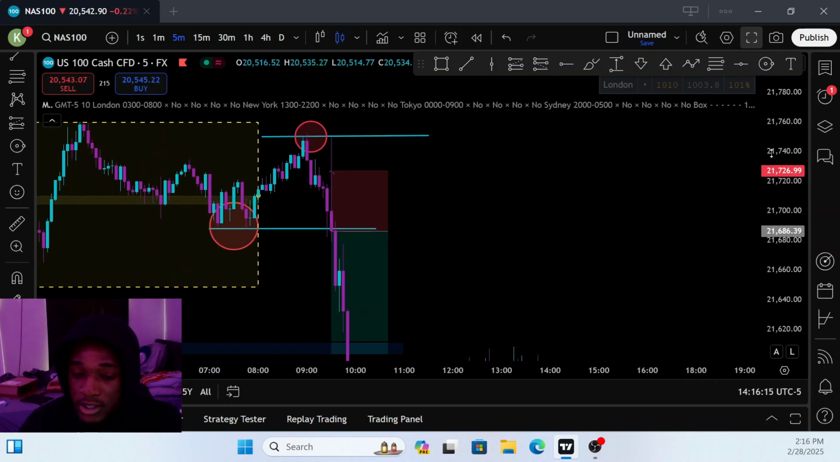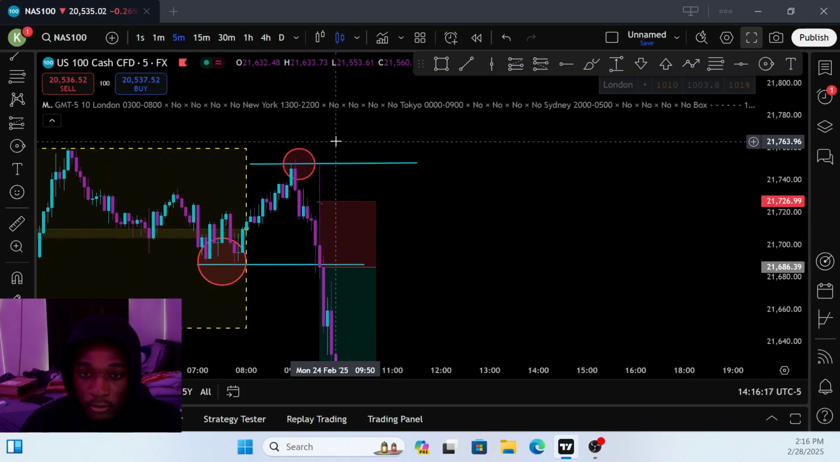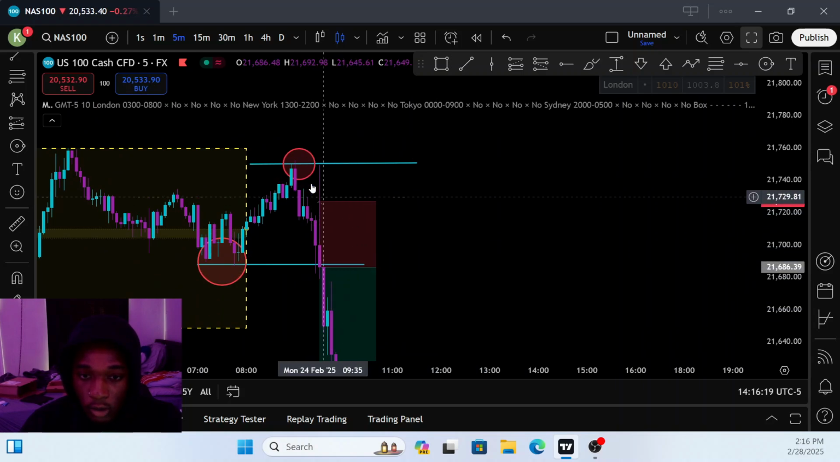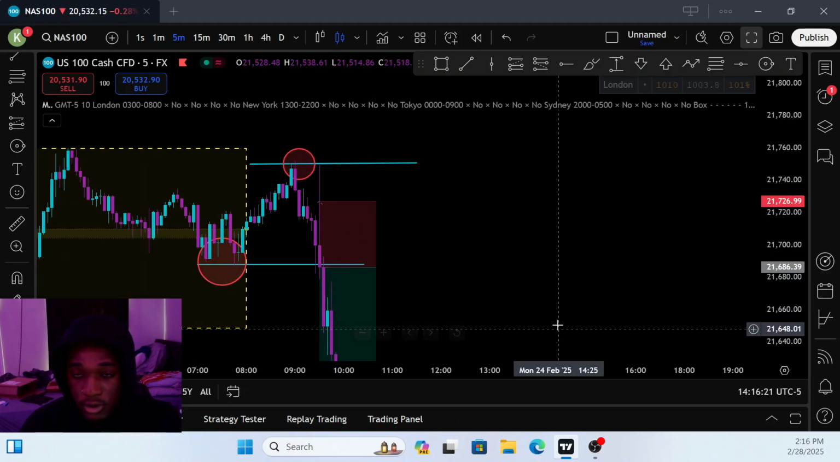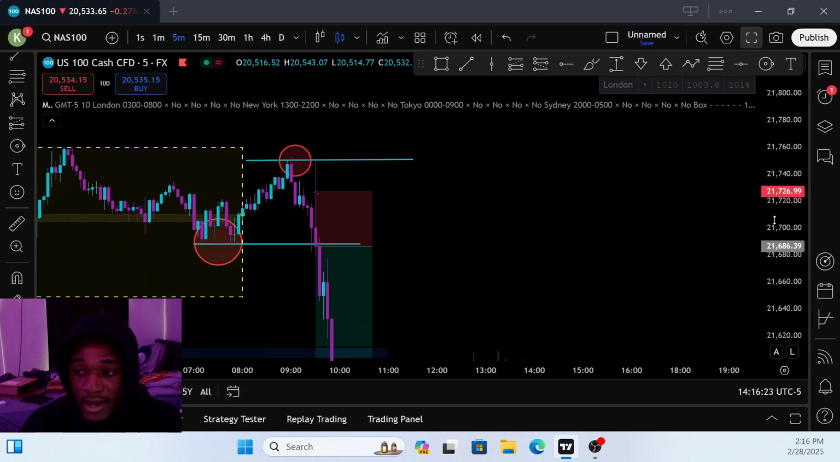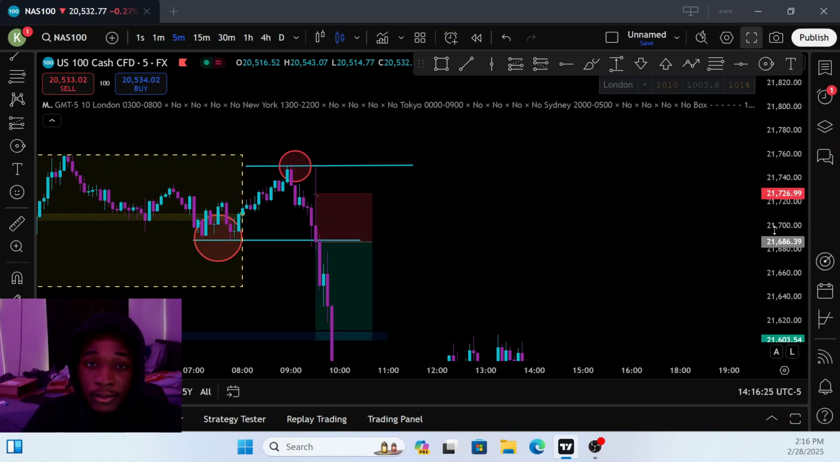Now all I want to see is price break above or below either the resistance or support zone at 9:30 a.m. It has to be from 9:30 a.m. to 10 a.m. So in that little 30 minutes, you want to see a breakout of either one. Whichever direction it breaks out in, you take the trade and you will cash, literally. It's a pretty simple strategy.